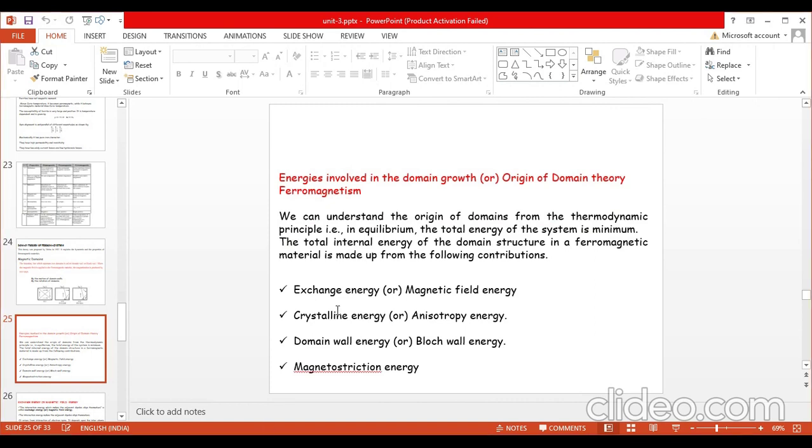Further, it will be classified into different categories. First one is exchange energy or magnetic field energy. Second one is crystalline energy or anisotropy energy. Third one is domain wall energy or block wall energy. Fourth one is magnetostriction energy.